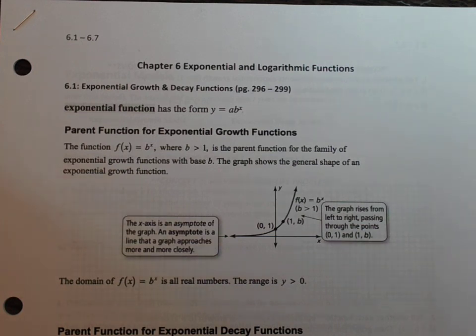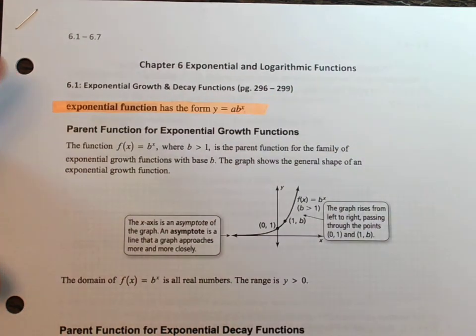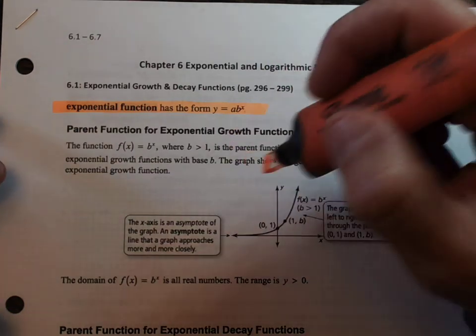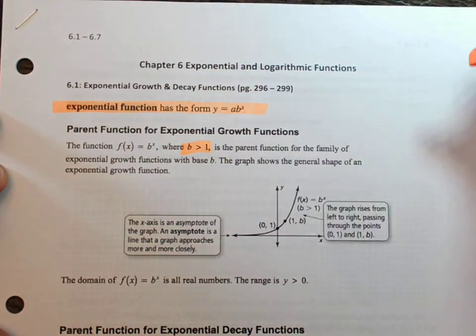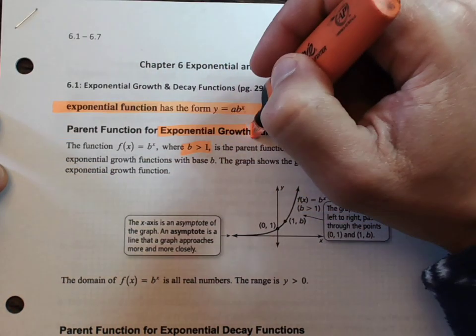Hello everybody, this is Chapter 6, 6.1 review. We are dealing with exponential functions. Y equals A times B to the x power. And if we have B being greater than 1, then we have something called exponential growth.